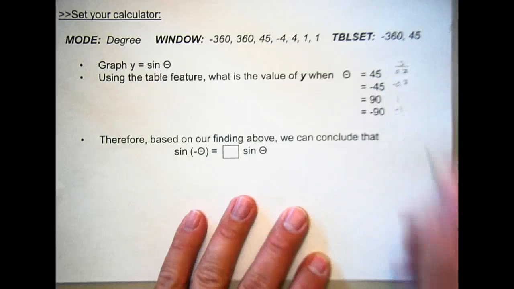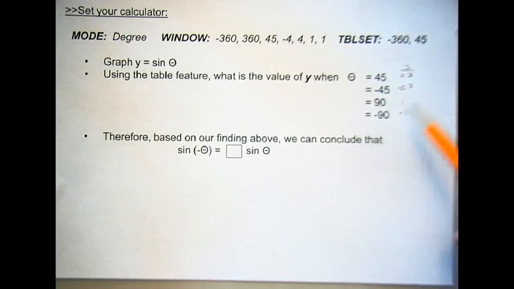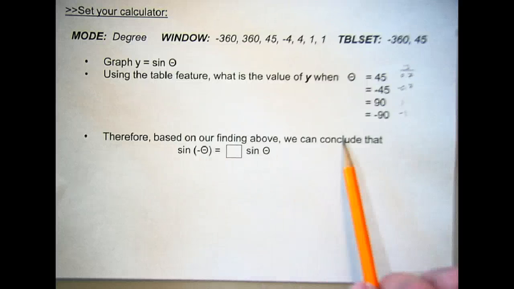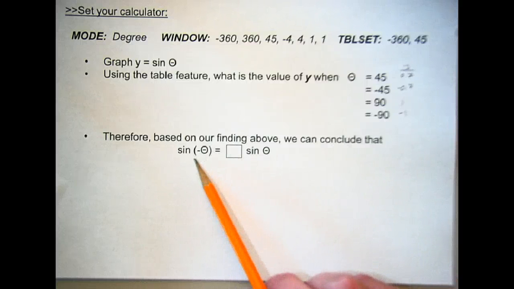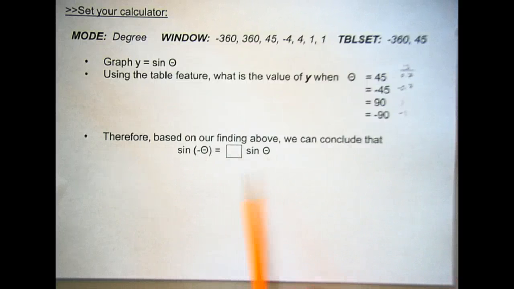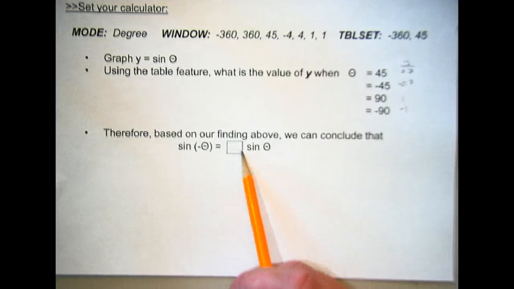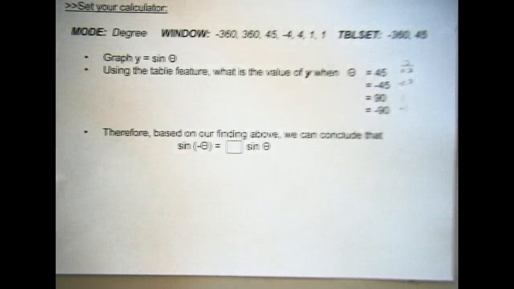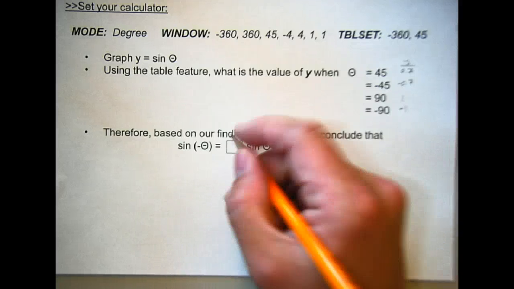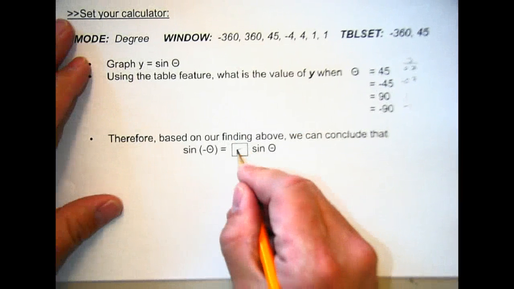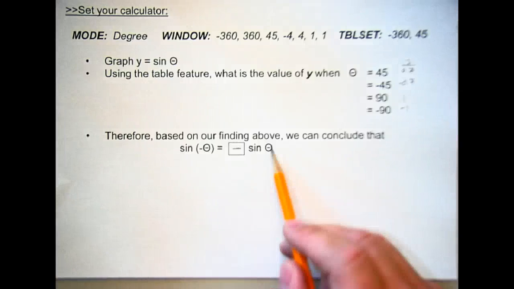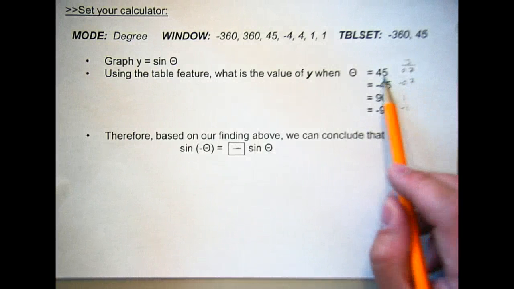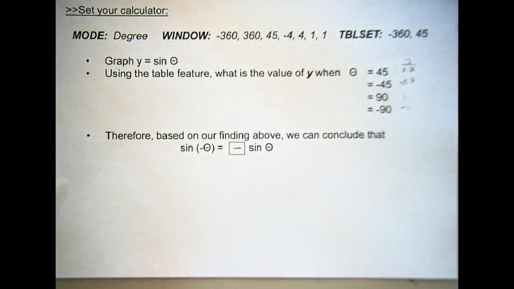Negative 1. Okay. So therefore, based on these findings, and we could keep going, but what can we conclude about sine of negative theta in terms of what goes right here? Yeah. Negative. So sine negative theta is equal to negative sine theta, or the opposite of sine theta. So all you're doing is flipping your sign there. All right? That is one of your negative angle identities.